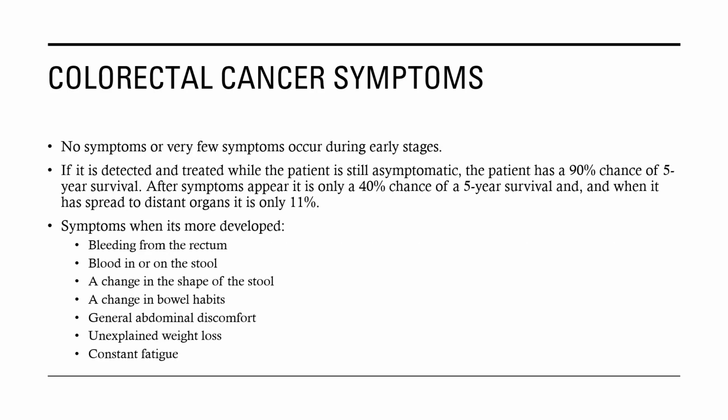Some symptoms of colorectal cancer. There's typically very few or little to none during the early stages. If it's detected and treated while patients are still asymptomatic, the patient is going to have a 90% chance of a 5-year survival. After the symptoms appear, that goes down to a 40% chance. And then when it's spread to distant organs or metastasized, it's only 11%.